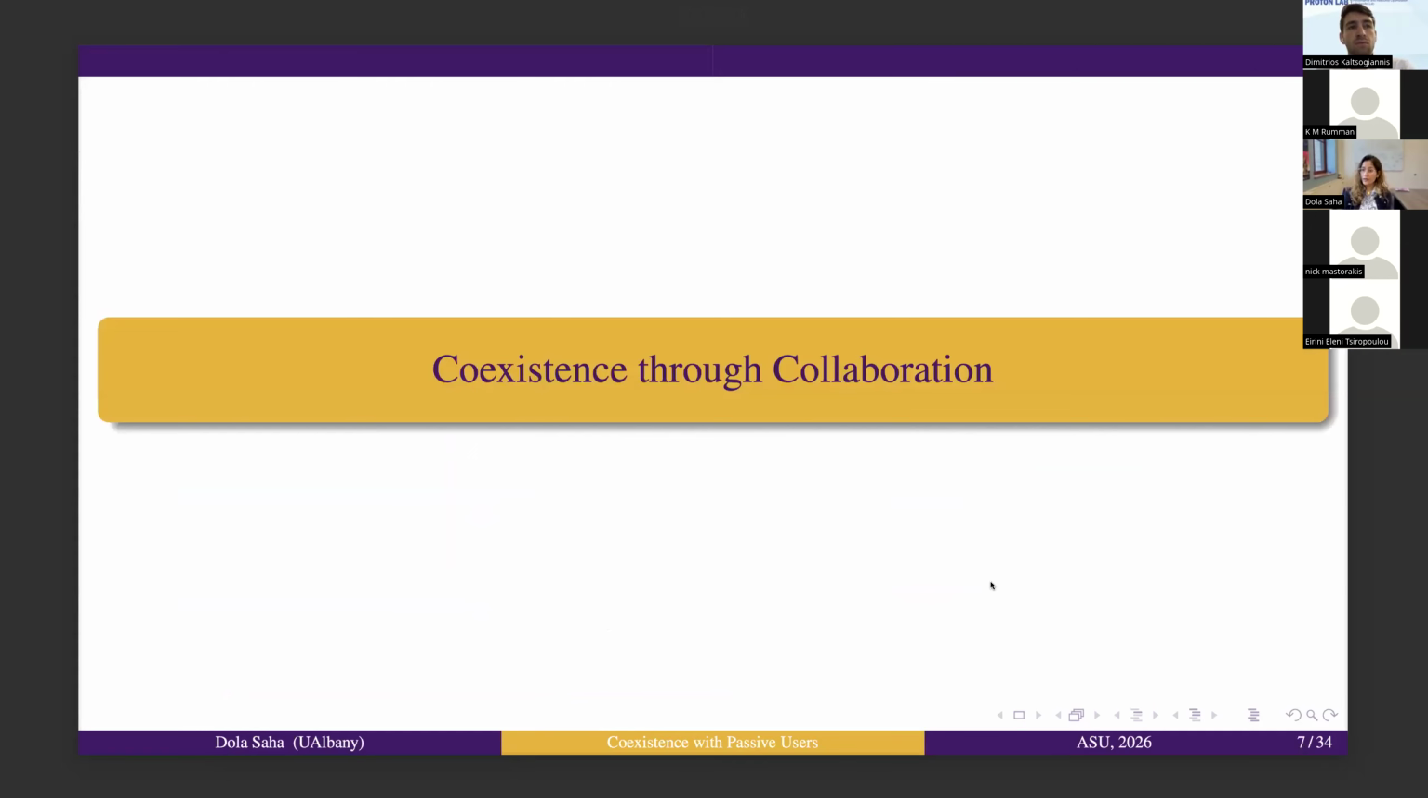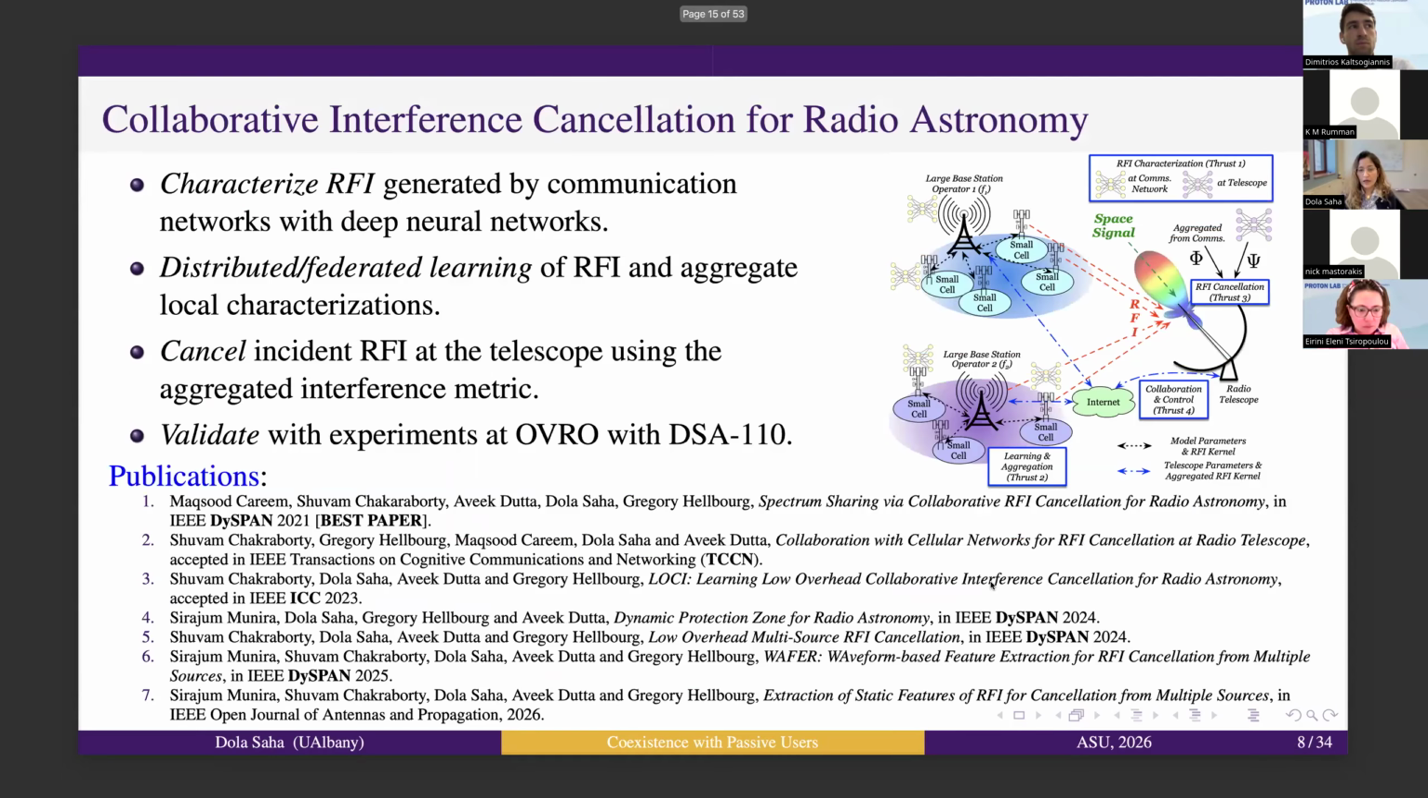So that's when we say that we can do two different types of methods. The first one is coexistence with collaboration. So what we suggested is that this is the figure where we have a bunch of transmissions happening.